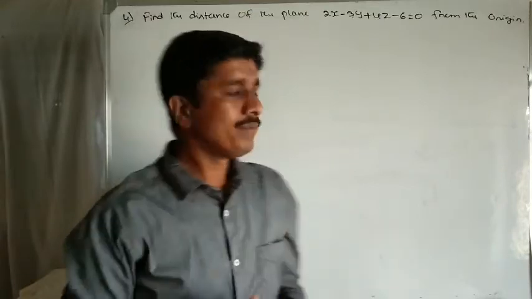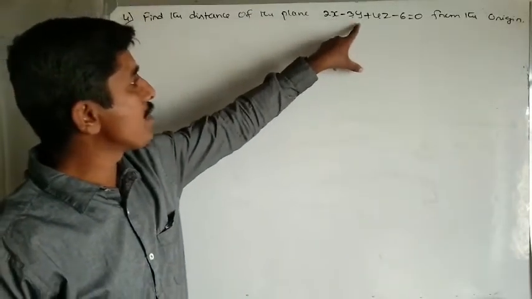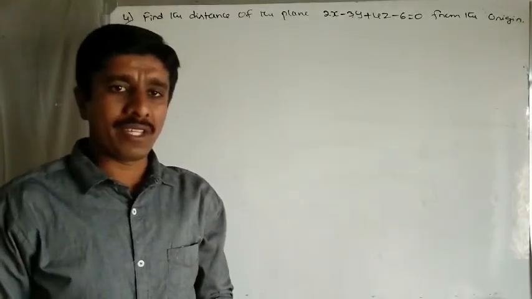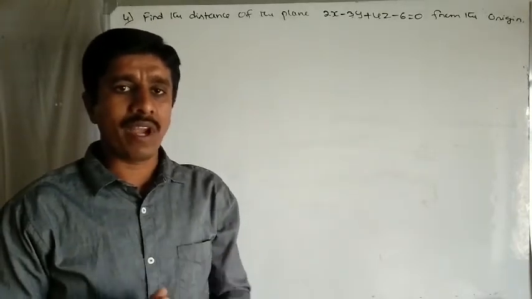Now go to the problem. Find the distance of the plane 2x minus 3y plus 4z minus 6 is equal to 0 from the origin. Finding the distance of the plane from the origin means finding d, generally denoted by small d.